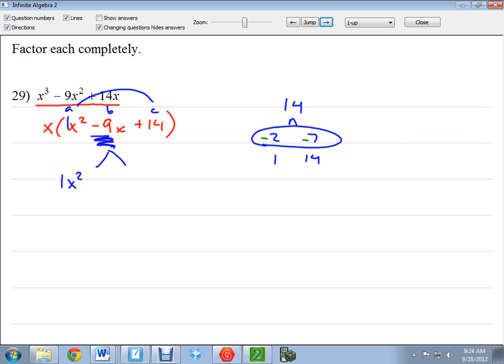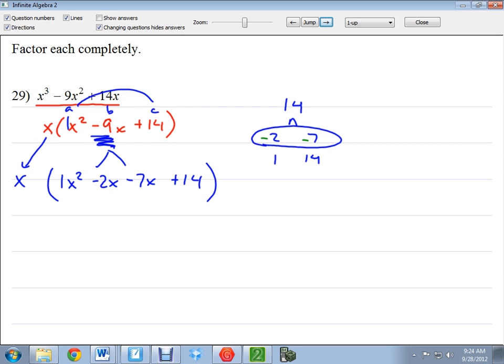So we'd rewrite the problem: 1x squared, we'd have a negative 2x, we'd have a negative 7x, and a positive 14. Basically what we're doing here is uncombining like terms. Don't forget that there is still an x out in front, that is this x from here that we pulled out at the very beginning. It needs to come down to keep the problem the same.